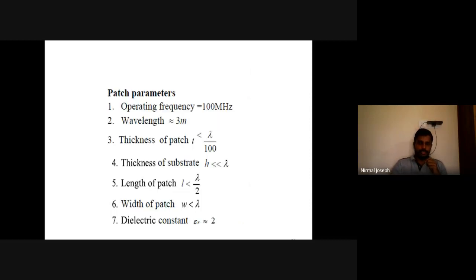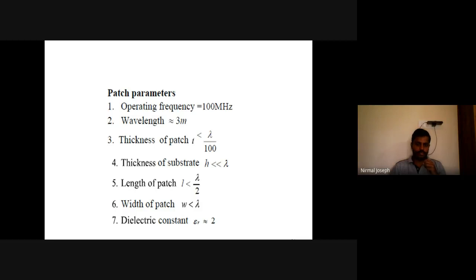So these are the patch parameters, based on which we are going to design the patch. Operating frequency is 100 megahertz, wavelength around 3 meters. Thickness of the patch t should be less than lambda by 100. Thickness of substrate should be much less than lambda. Length of the patch L should be less than lambda by 2. Width of the patch less than lambda. Dielectric constant should be almost equal to 2.